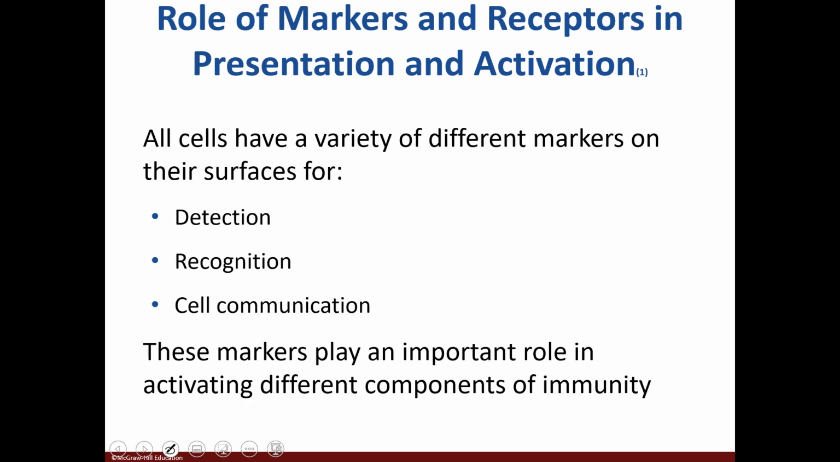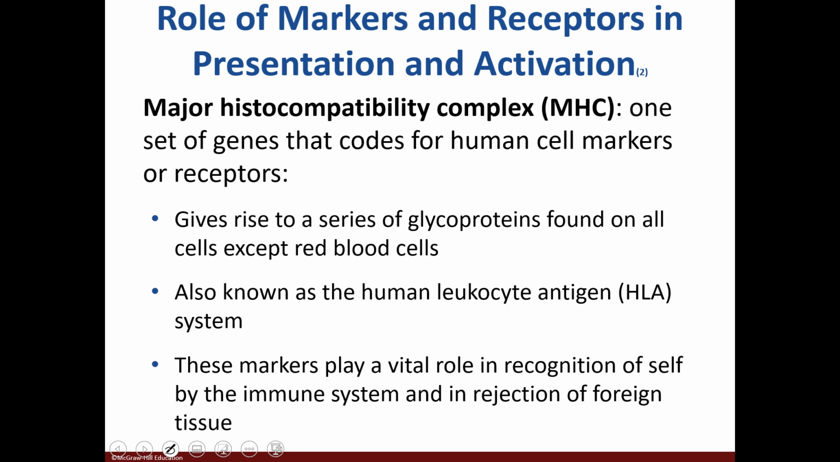There are different types of markers on the surface of cells that are used for detection, along with recognition and communication. They are all important in the activation of our immune system. The major histocompatibility complex is a set of genes that code for markers or receptors that we find on our cells. They give rise to glycoproteins on our cells other than our red blood cells. They are vital to our immune system recognizing self from non-self, as well as in organ transplants.